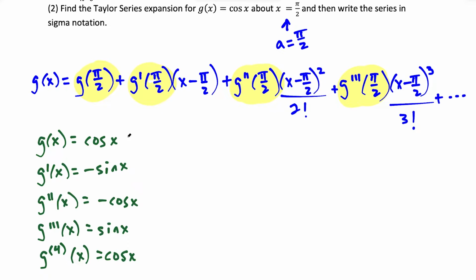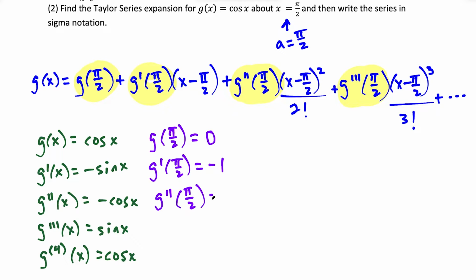So now let's go ahead and plug in the center. So we have g of pi over 2, and that's going to be equal to cosine at pi over 2. And cosine at pi over 2 is equal to 0. And then we have g prime at pi over 2. That's negative sine pi over 2. And sine pi over 2 is 1, but with the minus in front, this is going to work out to minus 1.